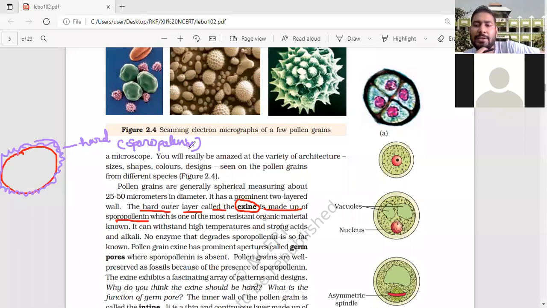So this exine is made up of the sporopollenin substance. Sporopollenin is a hard structure, which means no enzyme can digest it. Sporopollenin is found on the outer layer; it is the hard protective structure of the pollen grains, and no enzyme has been discovered that has the ability to degrade it. That means the exine structure cannot be digested by any enzyme.